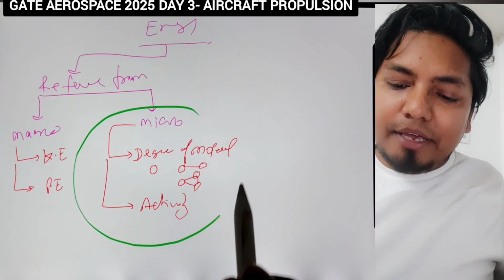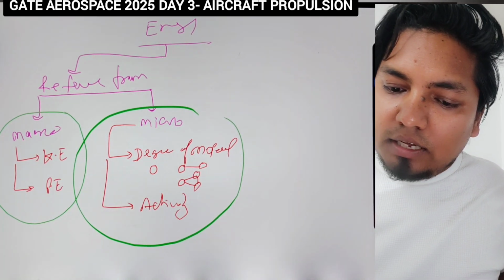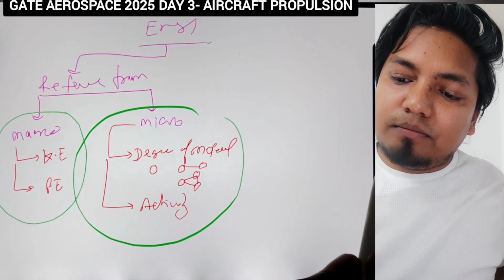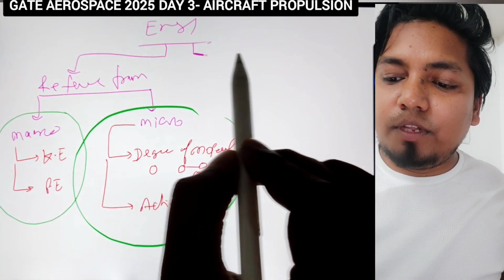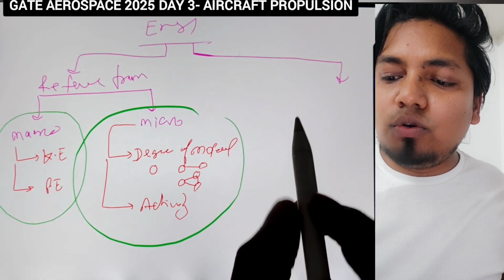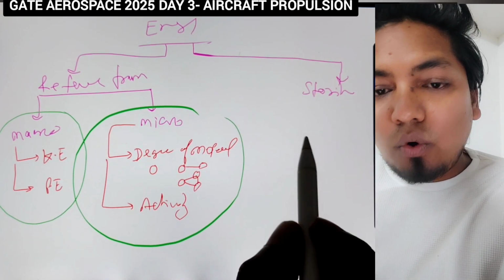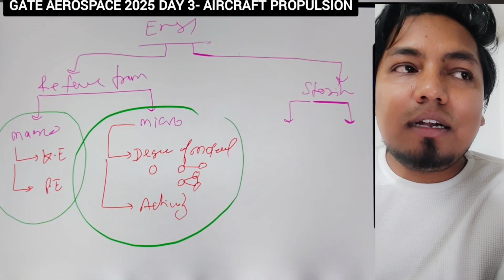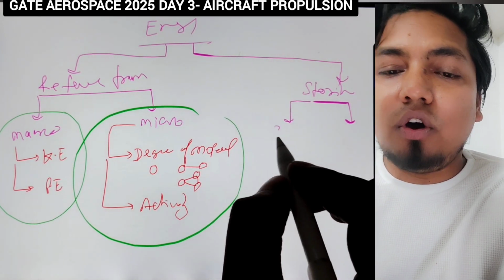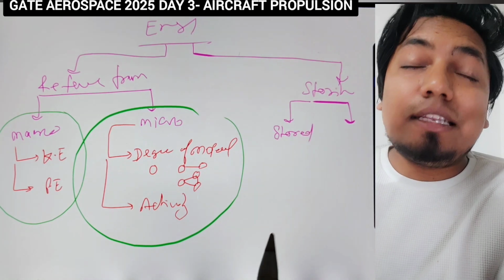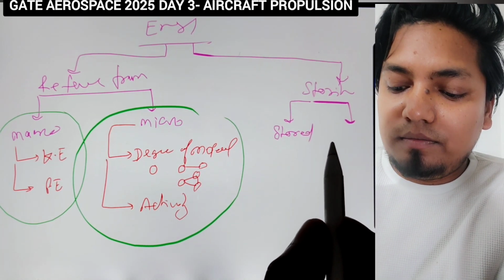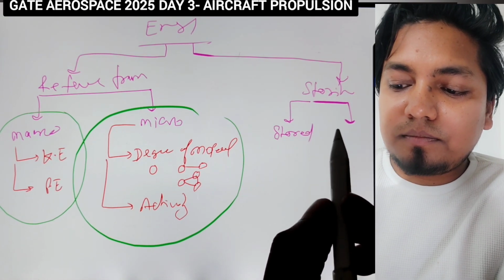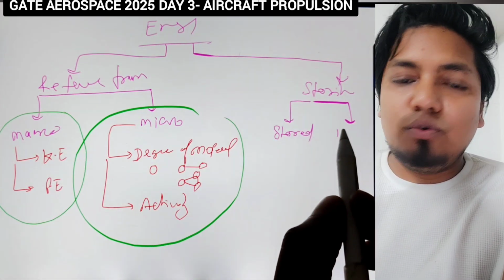And based on storability, whether you can store or not: if you can store, then you say stored energy. Otherwise, you have transient energy, or energy in motion, or transitional energy. Both you know very well, in broken words you know.